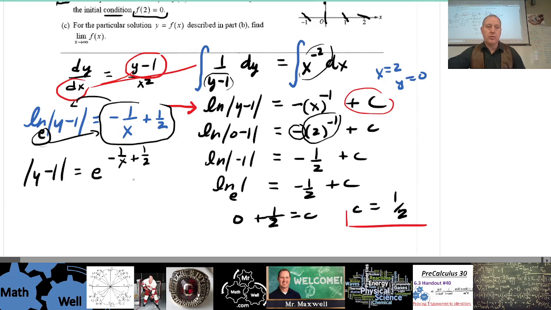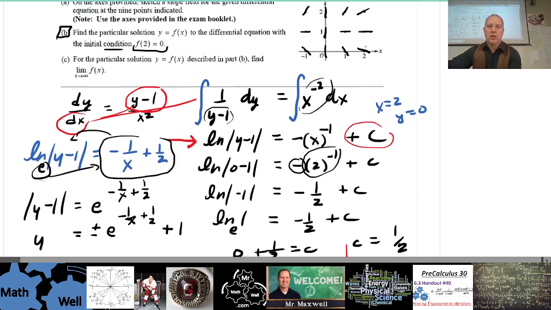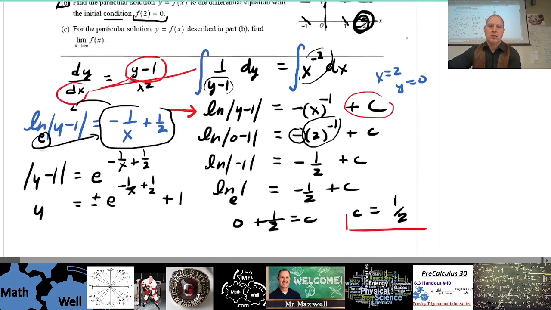All right, so y minus 1, if I eliminate those absolute value signs, I have to make a choice here whether this is going to be plus or minus. So I'll just take this one step at a time. And then I can add the 1 here as well to the other side. So now y equals this, but I have to figure out if this is going to be a plus or a minus here. So I have to take a look at my initial conditions, which is 2, 0. So here's the point. Okay.